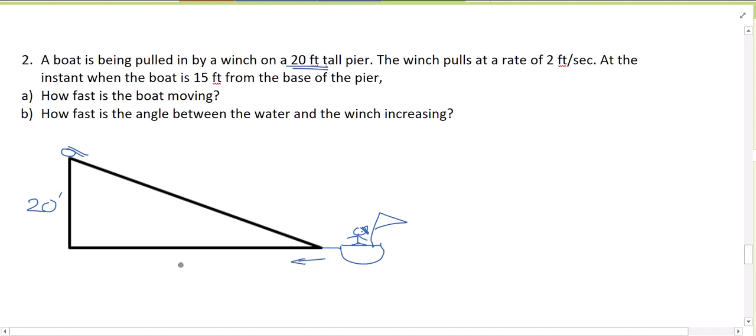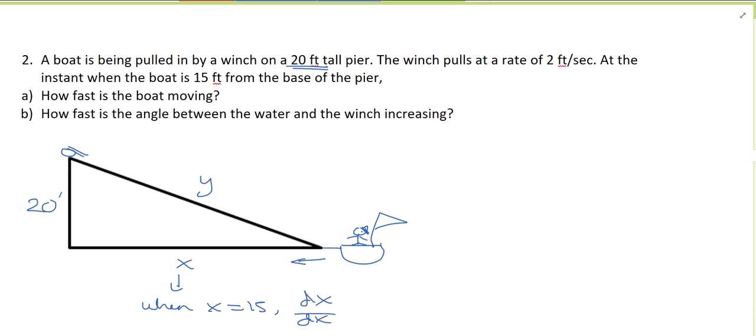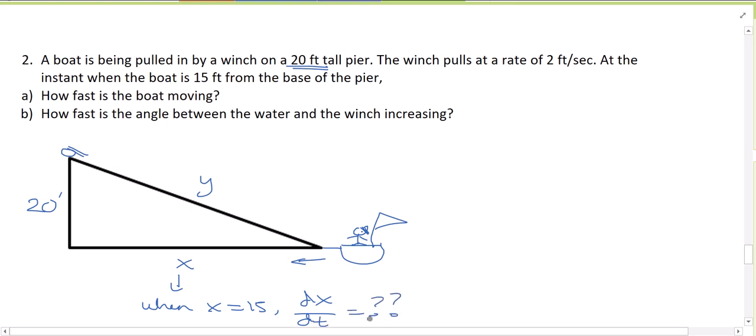So this distance will be getting smaller, so let's call that x. As the winch pulls the rope or cable, these two distances are changing, so let's call that y. So when the boat is 15 feet from the base of the pier, how fast is the boat moving? So at some point when x is 15, we want to know how fast the boat is moving. We want to know the rate of change of the boat. So this is what we want to know.